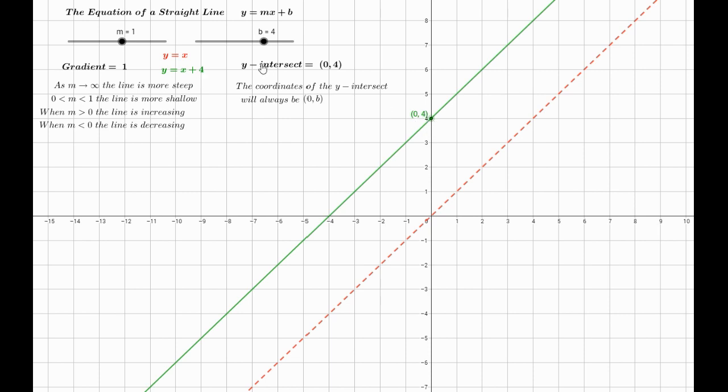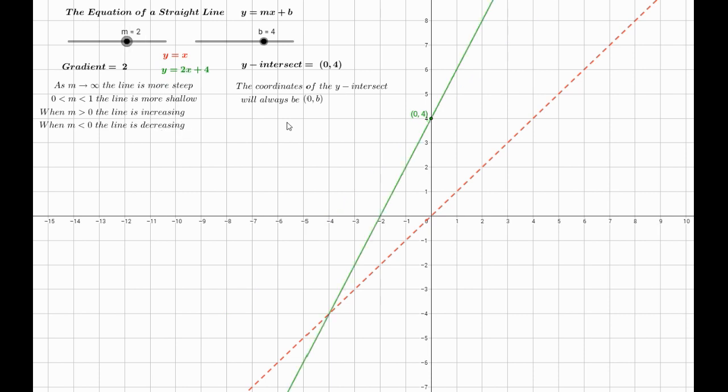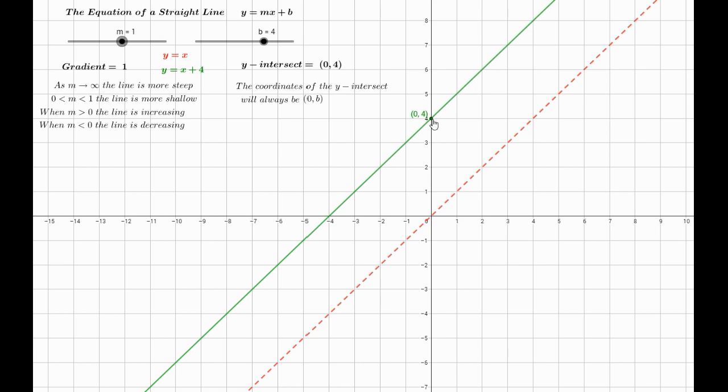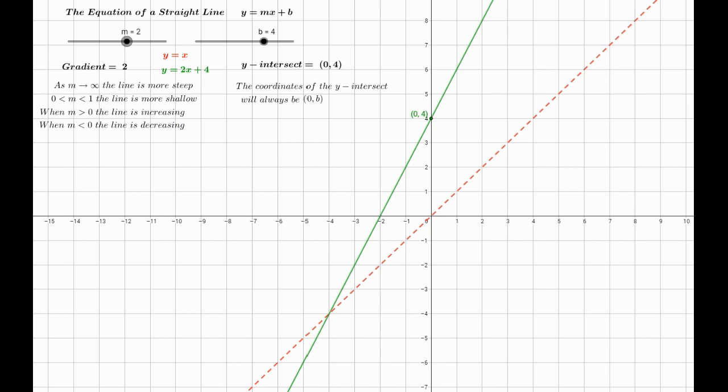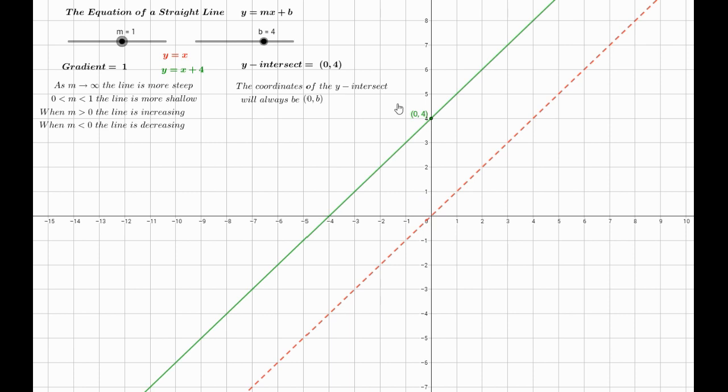Even if we increase the value of m, I want you to pay close attention to the y-intercept. There we go. Notice how it becomes steeper, but the y-intercept does not change. So the line is getting steeper, but the intercept of b equals 4, 0, 4, does not change. And it's the same case when it's negative, it's moved downwards instead.